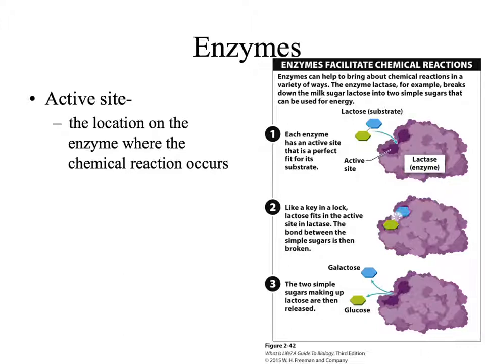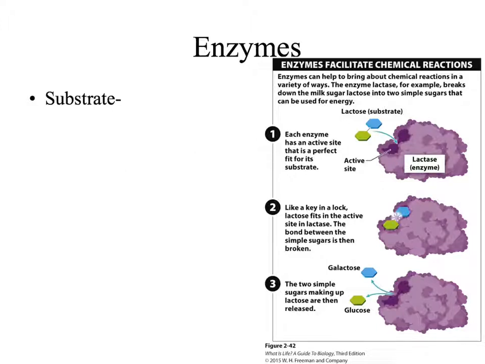In the example here, we see the enzyme lactase, which is responsible for breaking down milk sugar, lactose. The active site is this groove where the lactose sugar will nestle into the enzyme. This is where the chemical reaction is going to occur, and the bond between the two sugars in lactose will be broken. Again, the substrate is the molecule or molecules that the enzyme works on. These are the reactants in the chemical reaction.